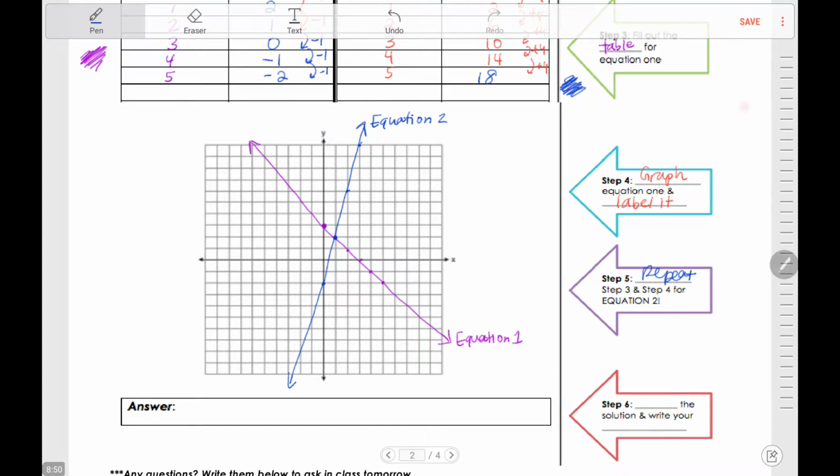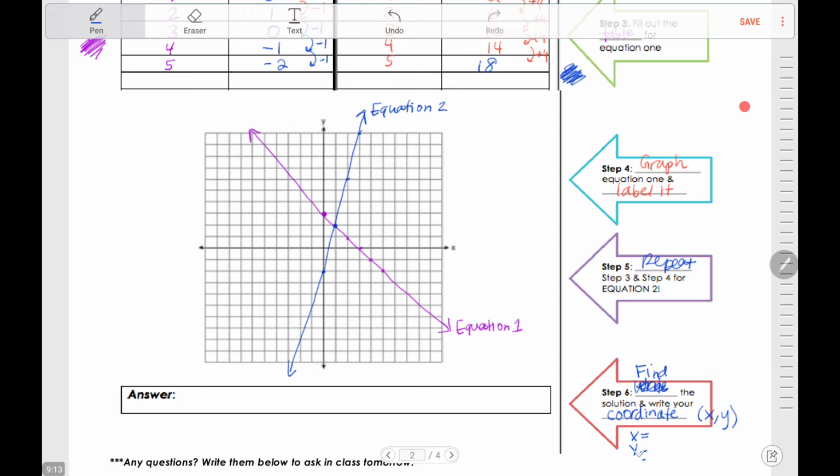So step 6 is to find the solution. It's not write your solution, sorry. You have to find your solution. In this case, we can see it. And we have to write it as a coordinate. It has to be an x, y coordinate. Okay? And we might want to first write what x equals, write what y equals, and then we can make our coordinate. So our answer here is, well, it's where it crosses, and I'm going to circle that in red.